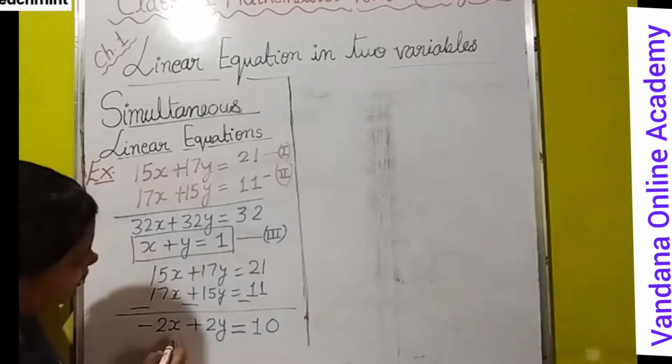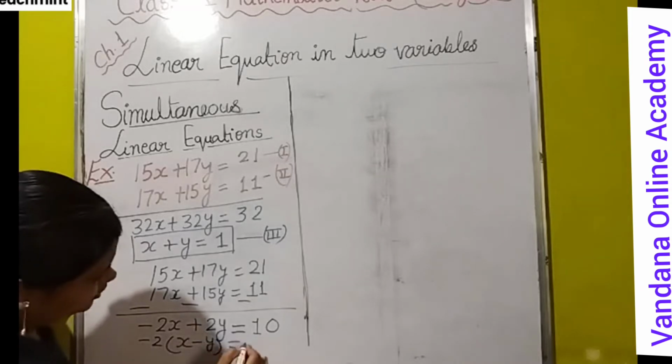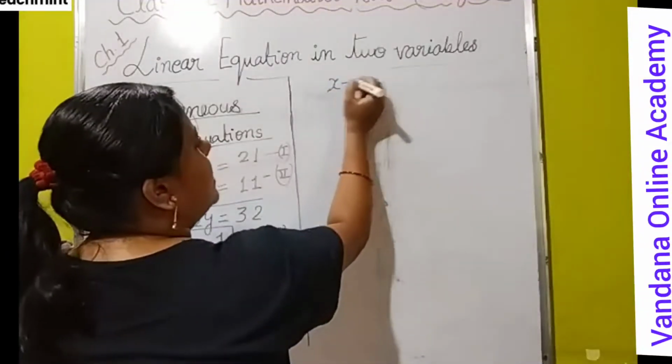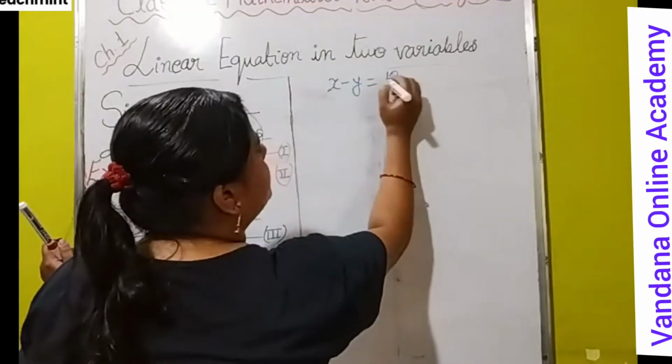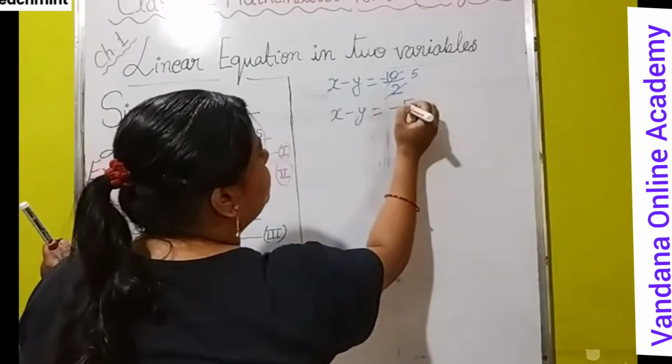Now, what I am going to do? I will take minus 2 common. So here I will get x minus y equals 10 upon minus 2. So this gives x minus y equals minus 5.